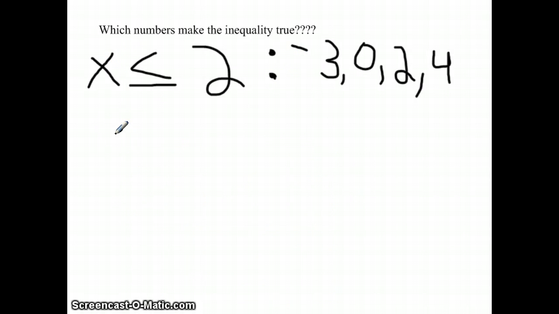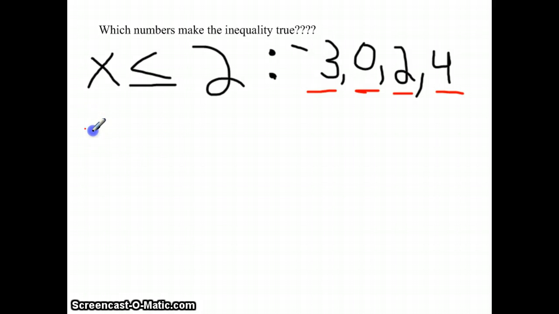Okay, now we're going to throw a variable in the mix. We're going to use the letter x, like we usually do when we're talking about variables. The inequality says x is less than or equal to 2. And what the question asks us is which numbers make this statement true, or make the inequality true. We've got the numbers -3, 0, 2, and 4. Basically what we're going to be doing here is plugging in each of these numbers for x and seeing which numbers make our inequality true.